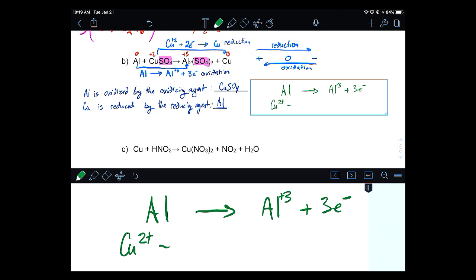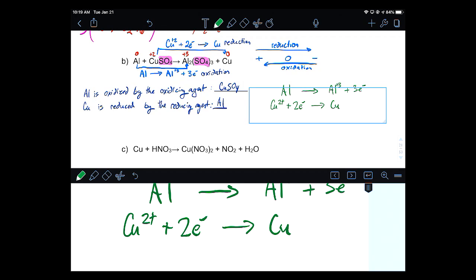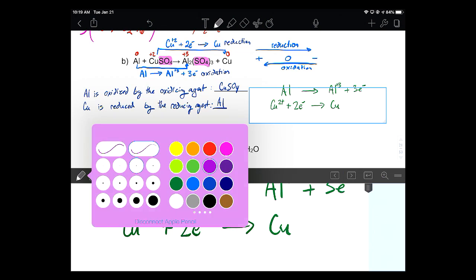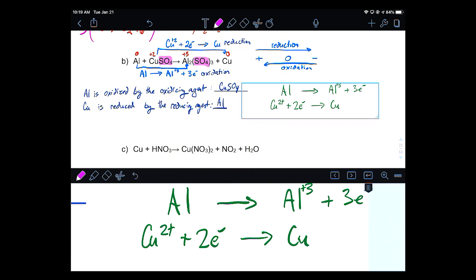I'm going to take these half reactions and keep working on those. Okay, give us copper. We can then think about balancing this reaction, right? So I have 3 electrons being released, and I have 2 electrons being absorbed. I need to make sure that I have a balance there. 6 electrons would be a very good balance. So that would be 2 aluminums and 3 coppers.